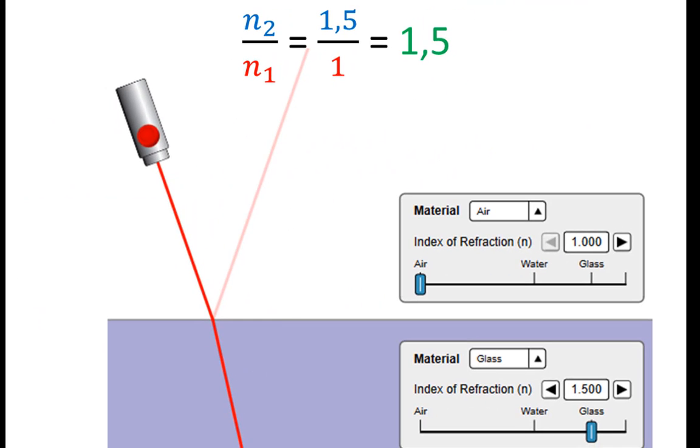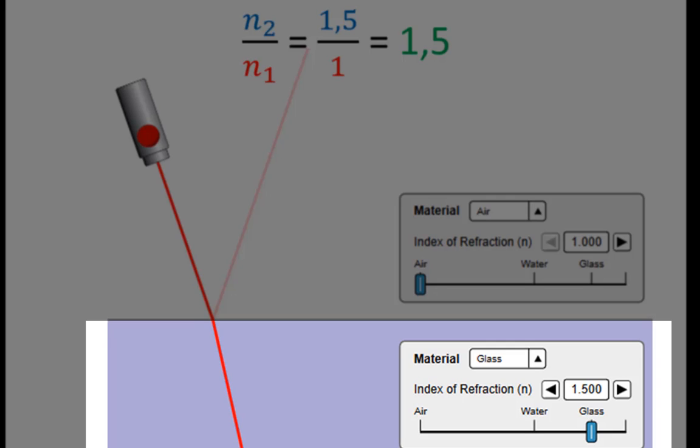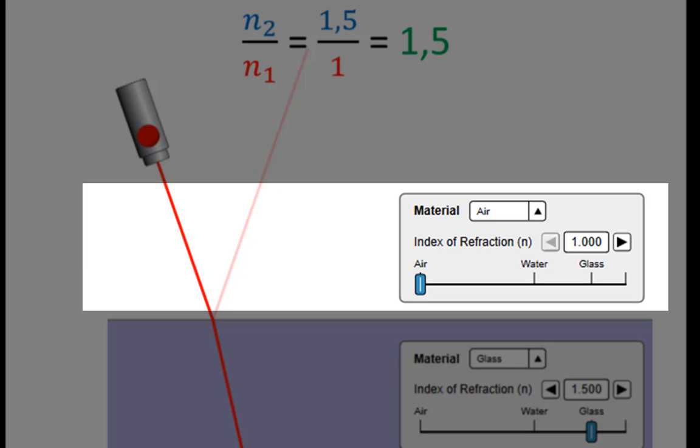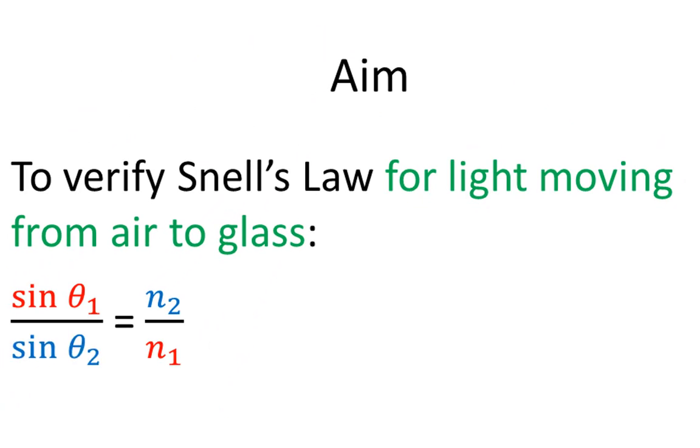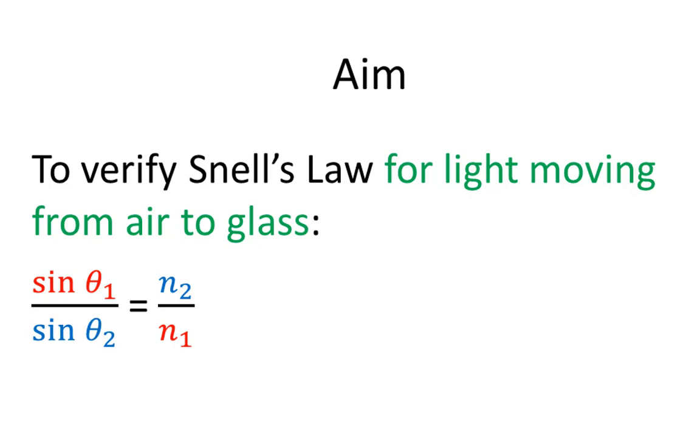So if we are investigating light traveling from air to glass, n2 over n1 is 1,5 over 1. Why? Because n2, medium 2, is glass with a refractive index of 1,5, and medium 1 is air and its refractive index is 1. 1,5 divided by 1, of course, is 1,5. So the purpose of the investigation we're going to perform now is to verify Snell's law, to check that it's true for light moving from air to glass.